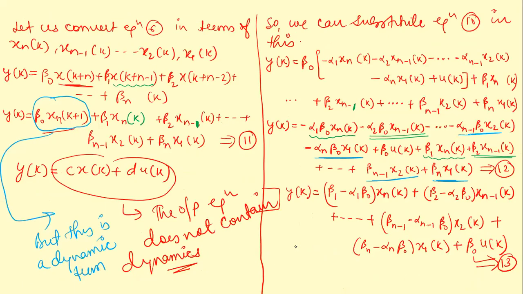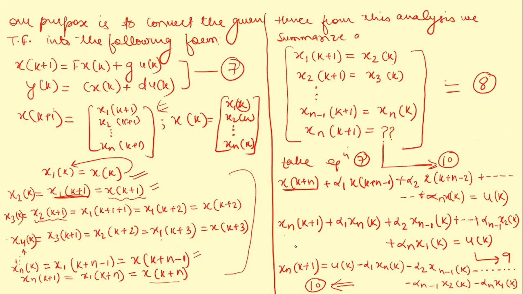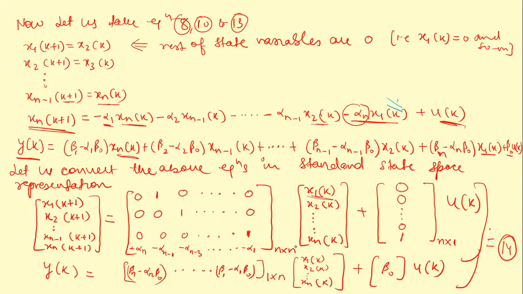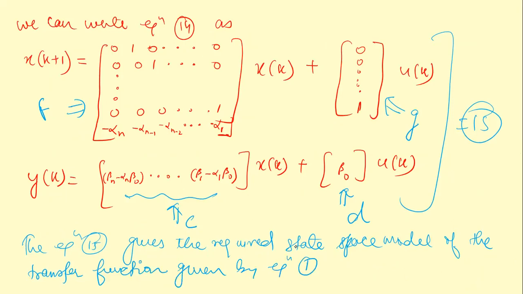So this was all about today's lecture, guys. I hope you have understood it clearly. So we will discuss how to draw the block diagram of the first companion form. So equation 15 gives the required state space model in controllable canonical form, right? So thank you so much.